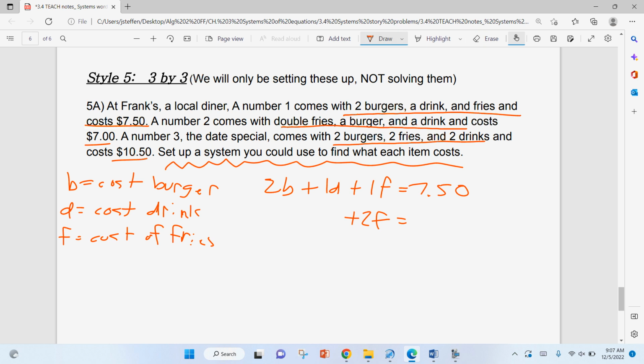So 2 fries, double fries with 1 burger and 1 drink is $7. And the day special, 2 burgers, 2 drinks, 2 fries is equal to $10.50. That's it.